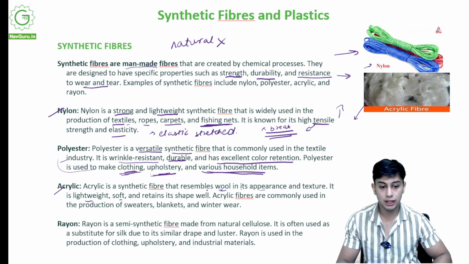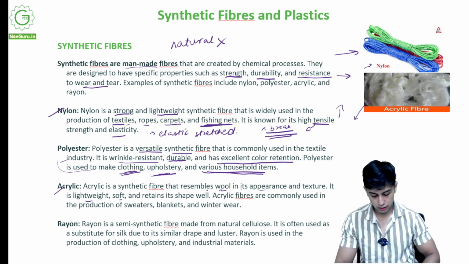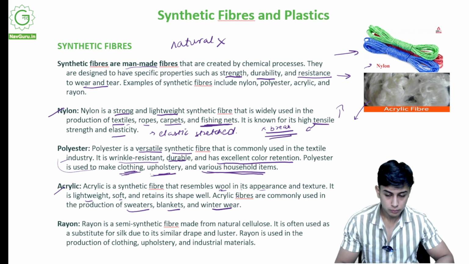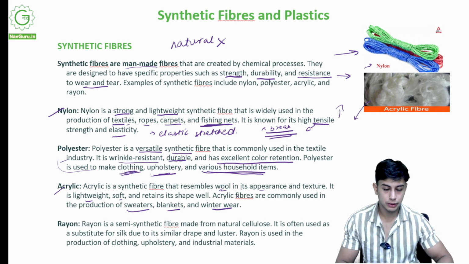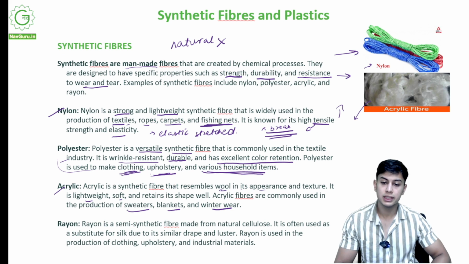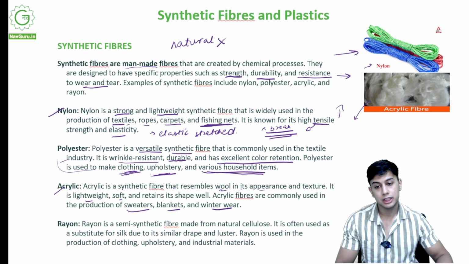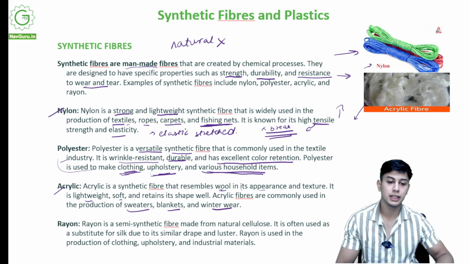Acrylic fibers are commonly used in production of sweaters, blankets and winter wear. Why? Because we need blankets and sweaters that are also cheap. Wool is very expensive. Synthetic fibers are not that expensive. Why? Because they are man-made. They can be made more and more. But natural fibers take a lot of processing to be made, hence they are expensive.